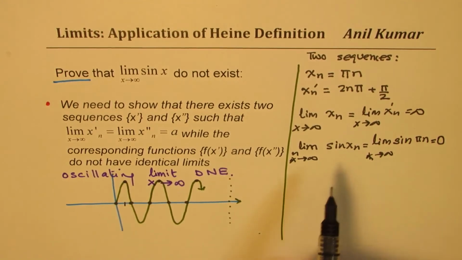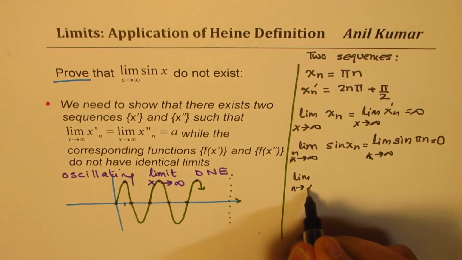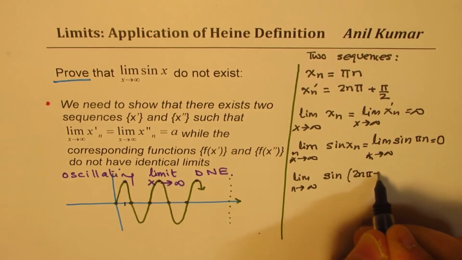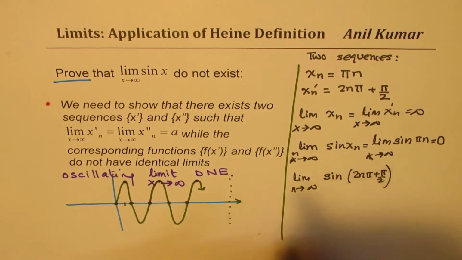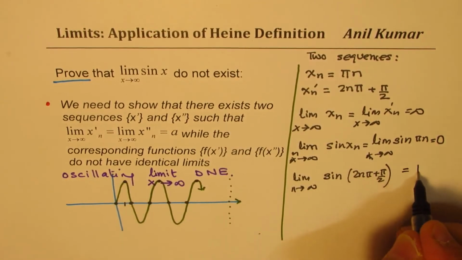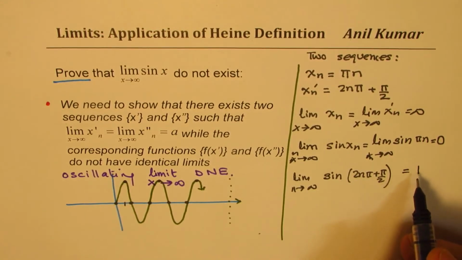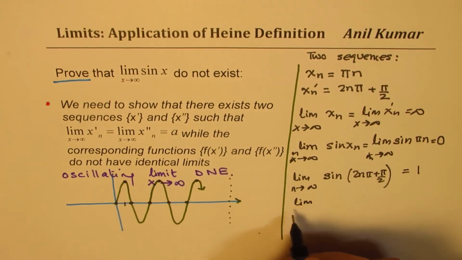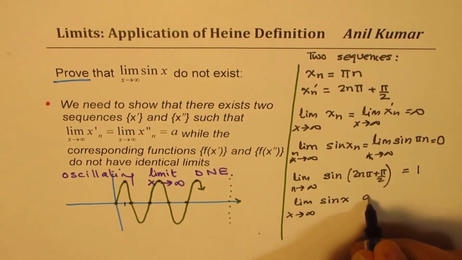Now we could do the same for the other sequence. So the limit when n approaches infinity for the second sequence, which is sine of 2n pi plus pi by 2, is equal to what? For that sequence, for all values, we get positive 1 as our answer. Correct? Now, since these two are not the same, we only have to prove that these two limits are not identical. So we say that the limit as x approaches infinity for sine of x does not exist.